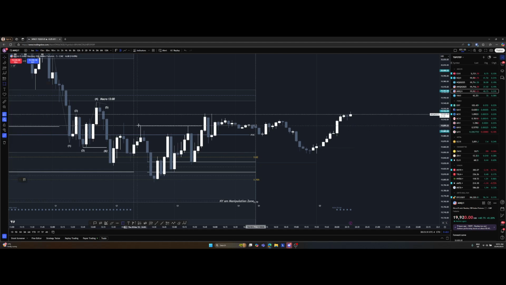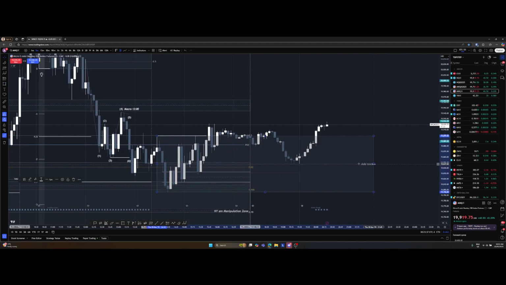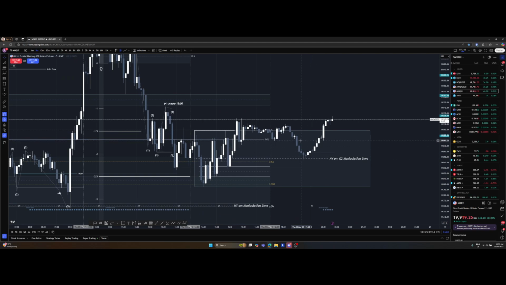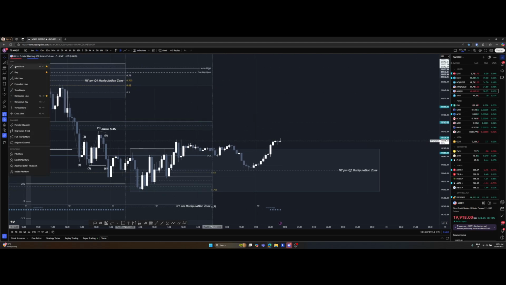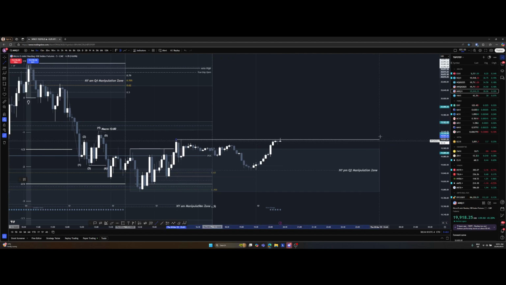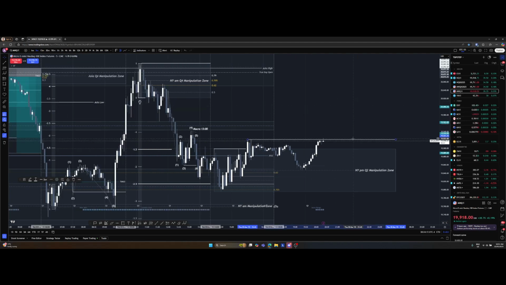Now that we're into our new day as well, it can be a good one to watch. So we'll call this NYPM Q2 manipulation zone. And look at that, we've come down into the 7 p.m. macro, tested 50% of that. Broken above, and we've just hit those highs that we marked out at the start of the stream. Very nice.